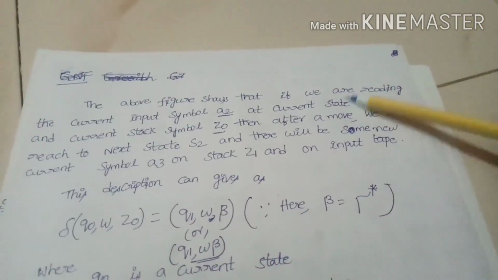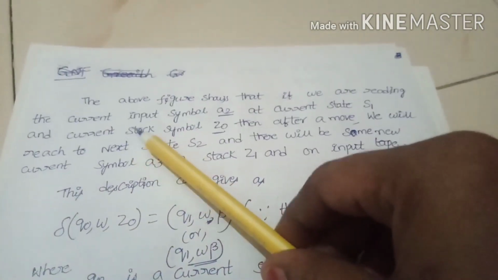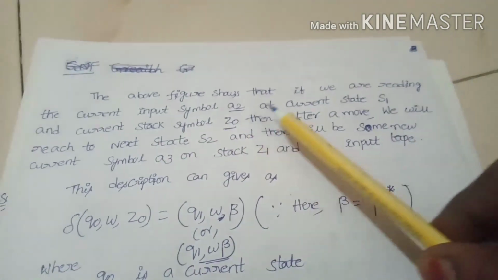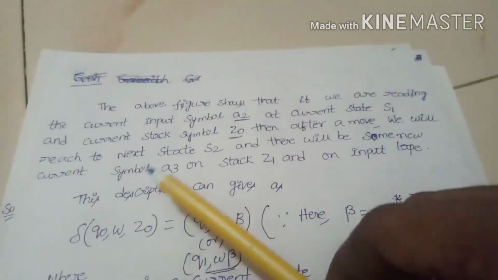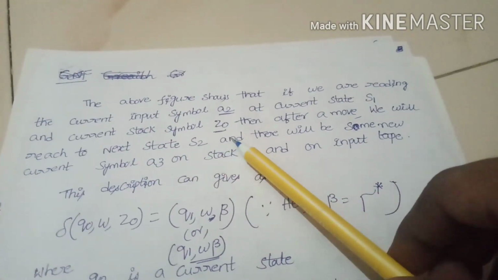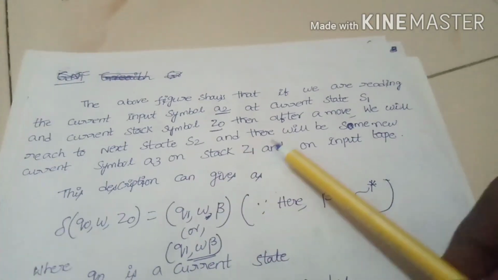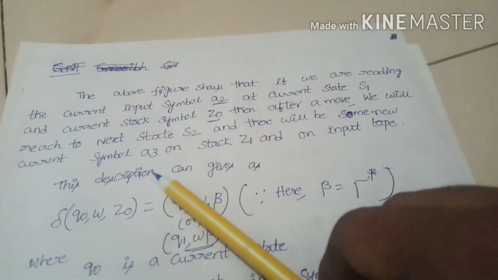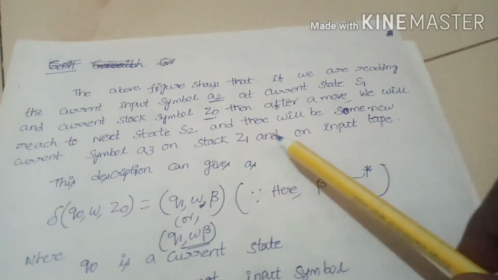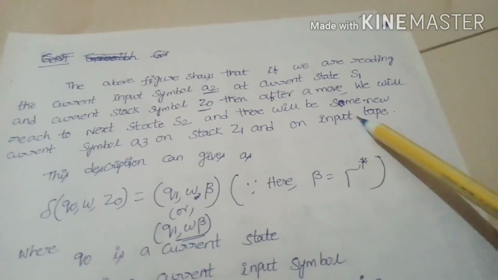The above figure shows that we are reading the current input symbol A2 at current state S1 and current stack symbol Z0. Then after a move we will reach the next state S2, with a new current symbol A3 and stack symbol Z1. These are on an input tape.